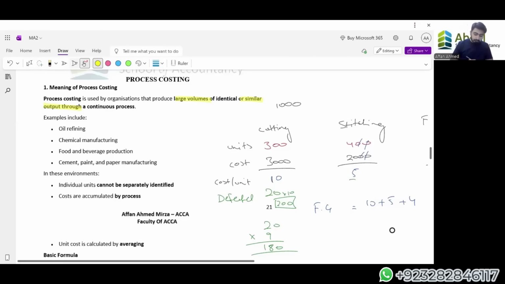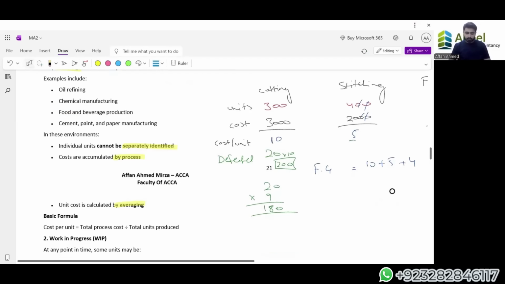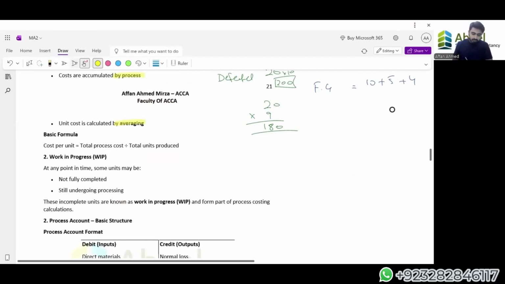Okay. So each should be able to be valued at the amount of input that has been allocated towards the product. In this environment, individual units cannot be separately identified. Cost is accumulated by process and the cost is allocated to the products or units by averaging out. The basic formula of process costing is total process cost divided by number of units produced.